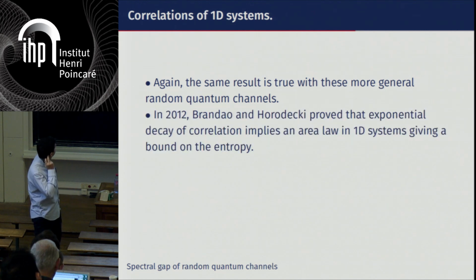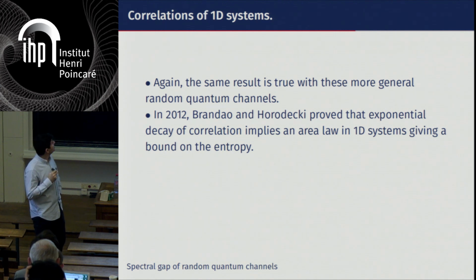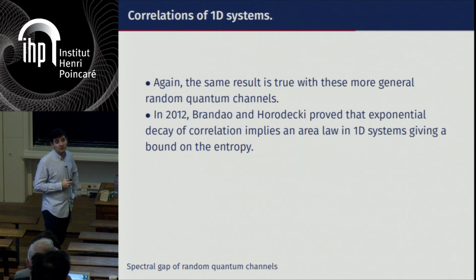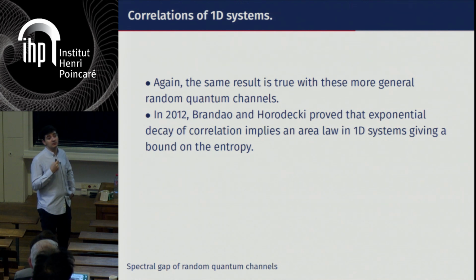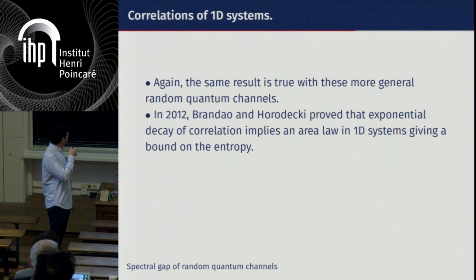The other relation about correlation of 1D systems that I'm not going to talk too much about is that in 2012, Brandao and Horodecki proved that whenever we have exponential decay of correlations in a one-dimensional system, then this system has to fulfill an area law. And they give a bound in the area law depending on the length of correlation, of the parameters of the decay of correlation.